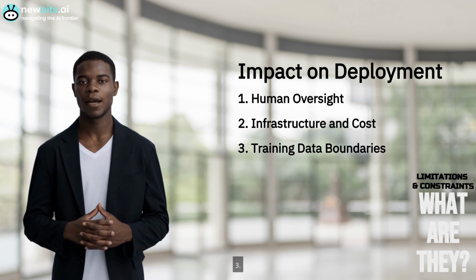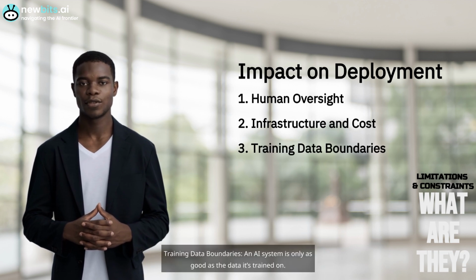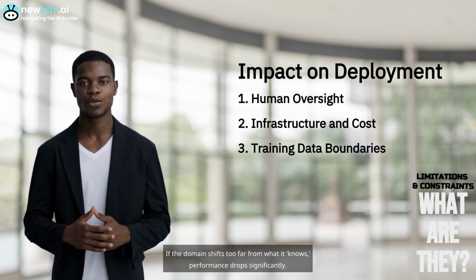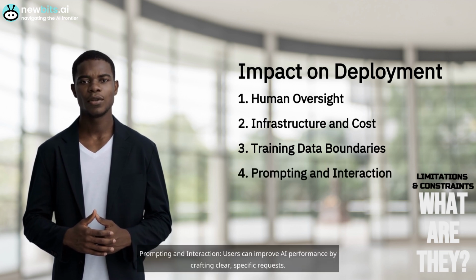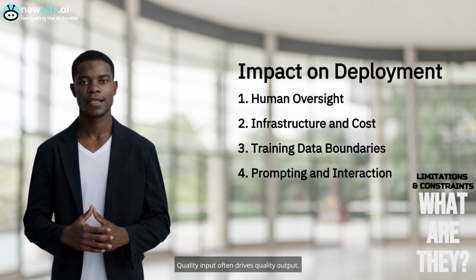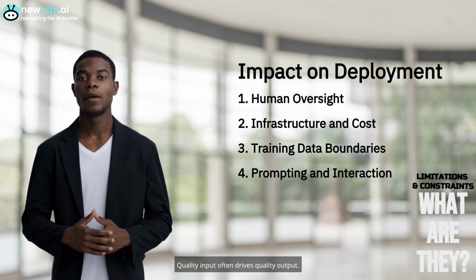3. Training data boundaries. An AI system is only as good as the data it's trained on. If the domain shifts too far from what it knows, performance drops significantly. 4. Prompting and interaction. Users can improve AI performance by crafting clear, specific requests. Quality input often drives quality output.